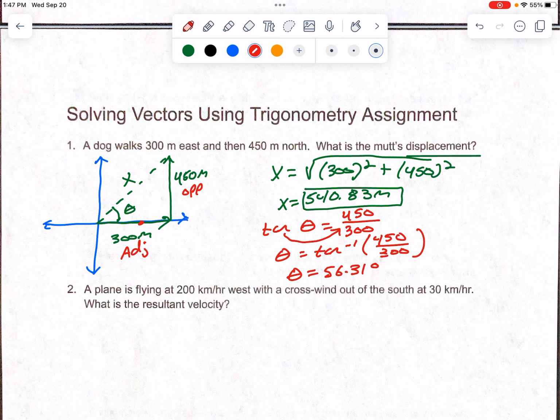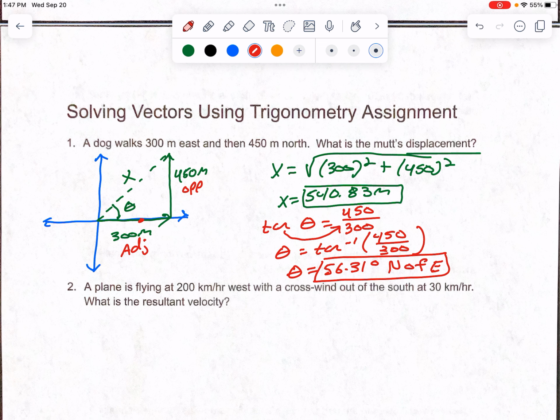I'm touching the east line. That means that's got to be my last letter, so this is going to be north of east. Now, if you did the other way, say you went north first and then east, your angle would be 33.69 degrees east of north. I would accept either one.